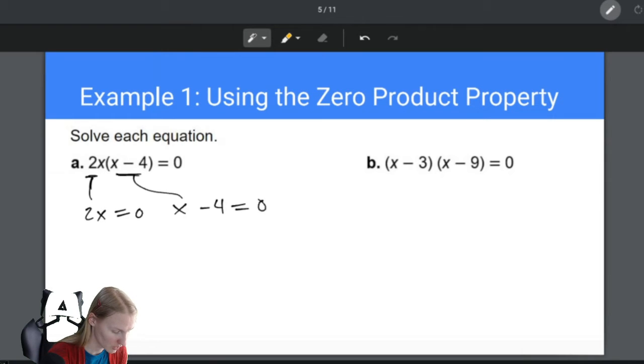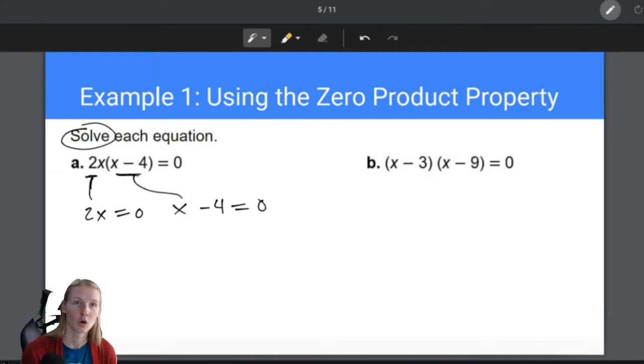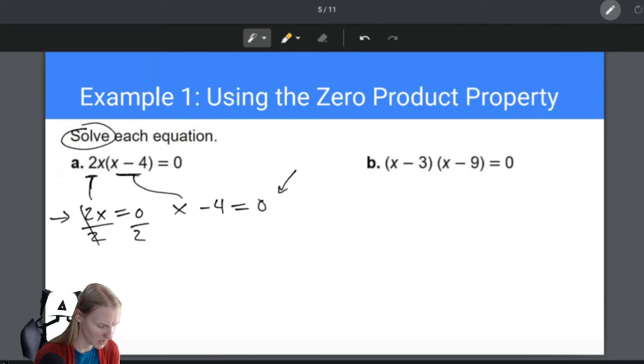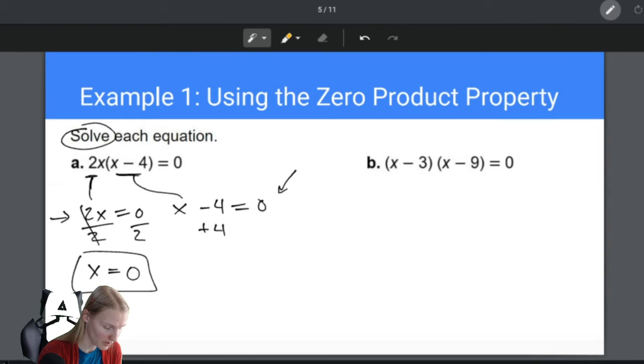Okay, so now I need to solve this equation. It says to solve up here, which means I need x by itself. And hey, if we look at these equations, we know how to get x by itself. Here, I'm just going to divide by 2 on both sides. 0 divided by 2 is 0. Awesome. And here, I just need to add 4 on both sides.